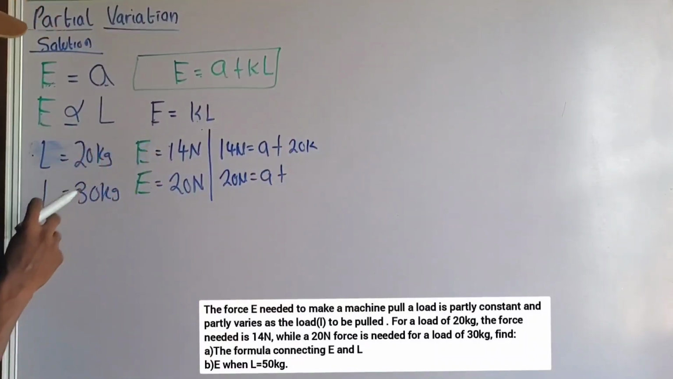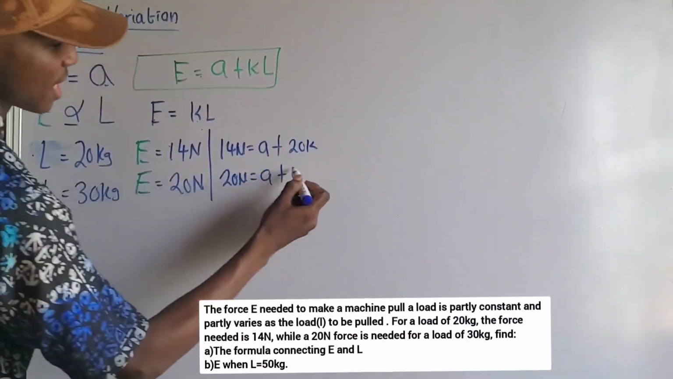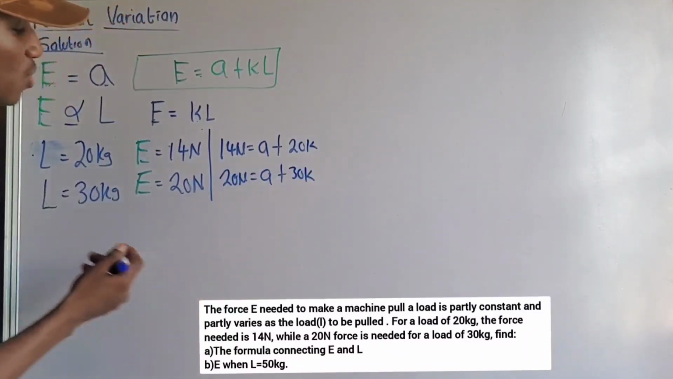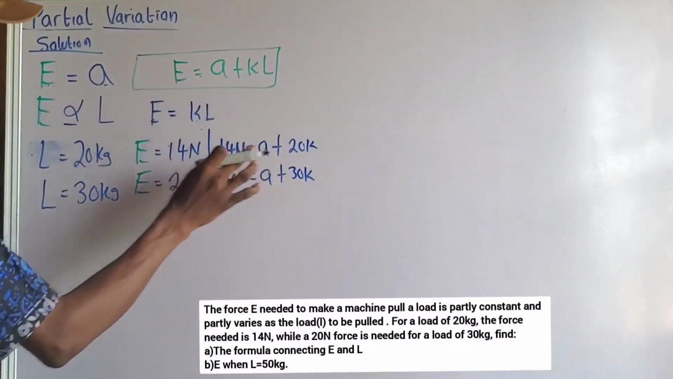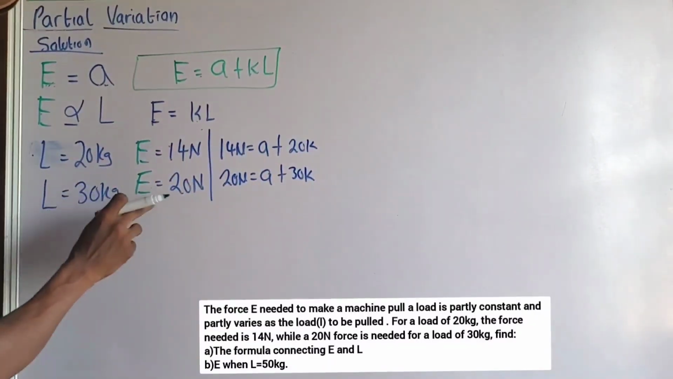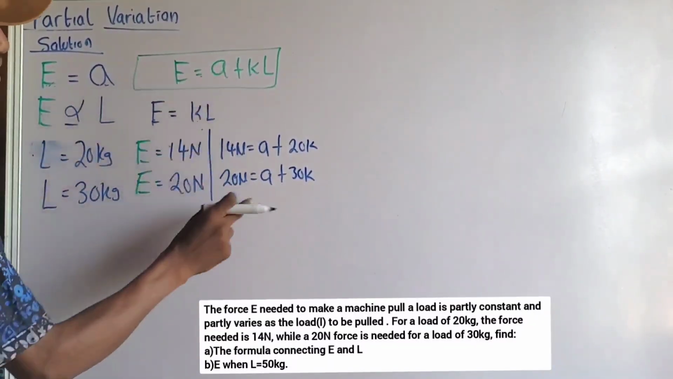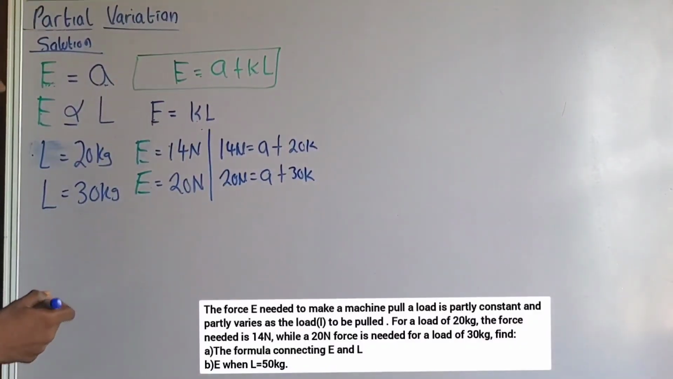Okay? Now, L is now 30. So I'm going to have 30 multiplied by K. See, what I did is that I substituted the value of L and E into this. I got this equation. Then I substituted the value of L and E into this formula. Then I got this equation. So let us combine both equations.